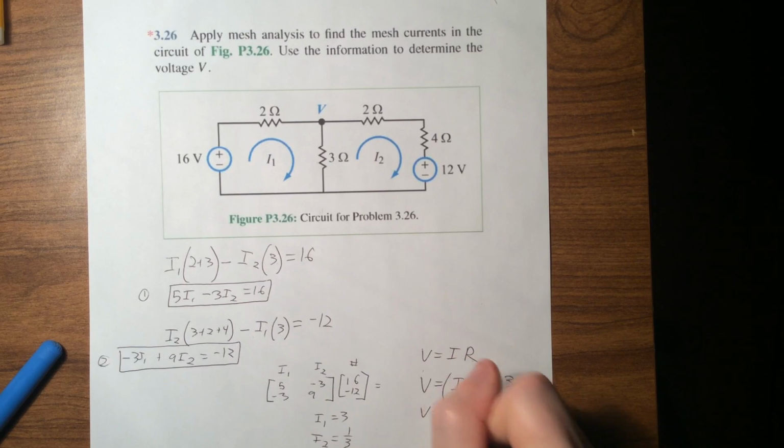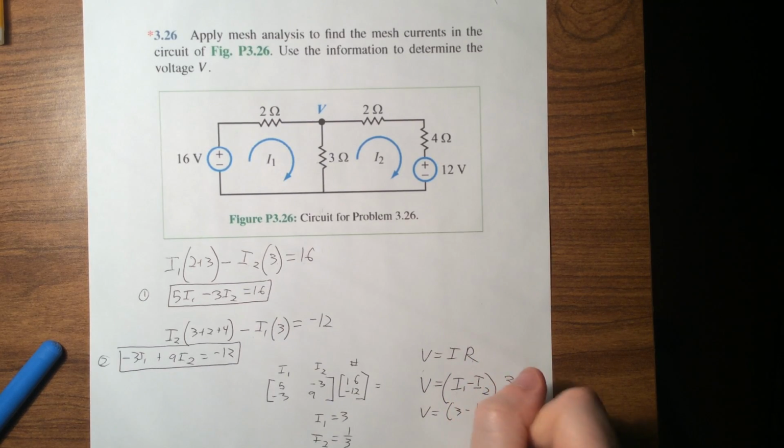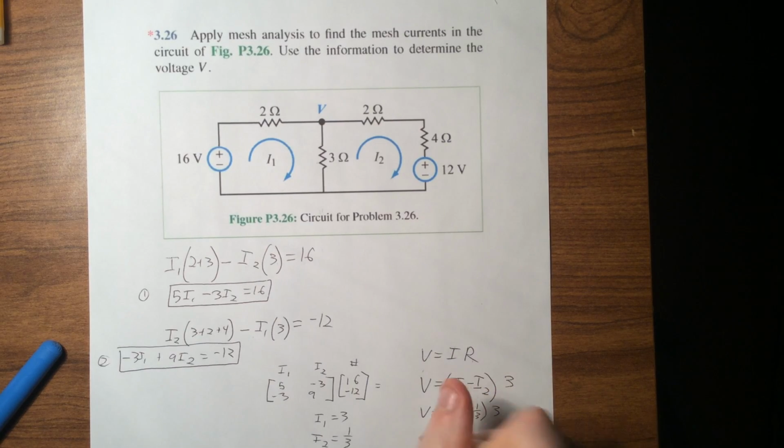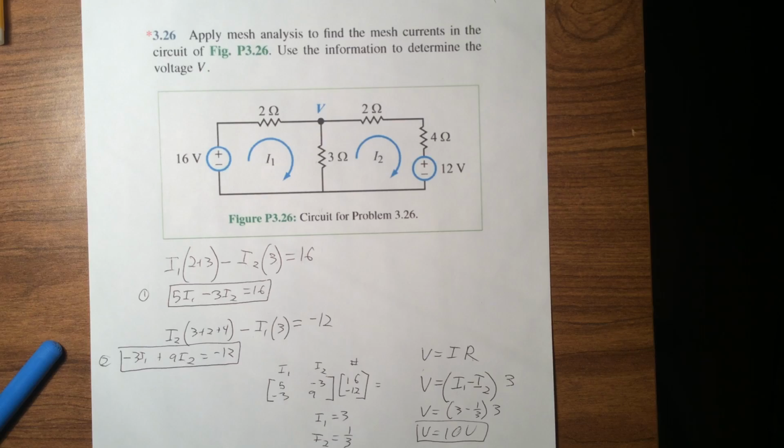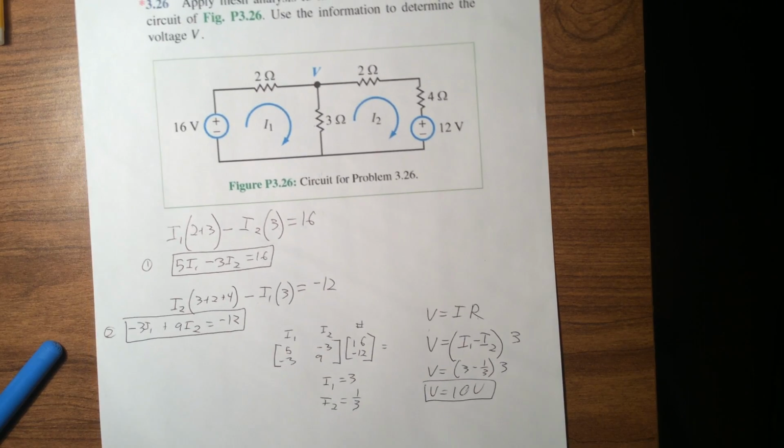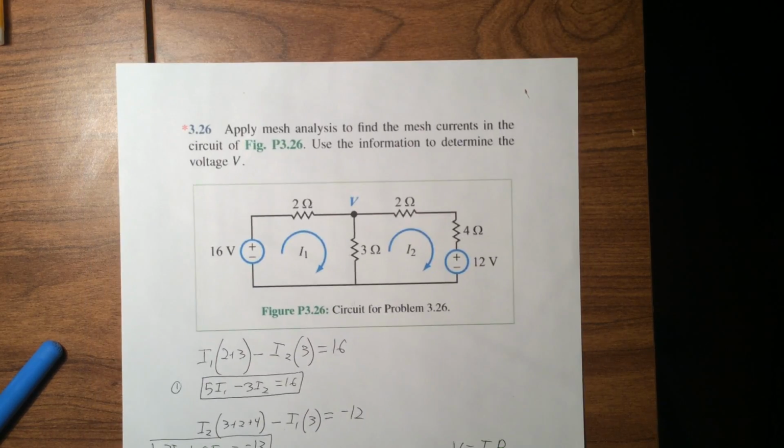So V equals, we already solved this, so 3 minus 1/3 times 3. V is going to equal 3 minus 1/3, 2/3, 10 volts. Sweet. And can we see that? Yeah, and that's the answer, 10 volts. Cool.